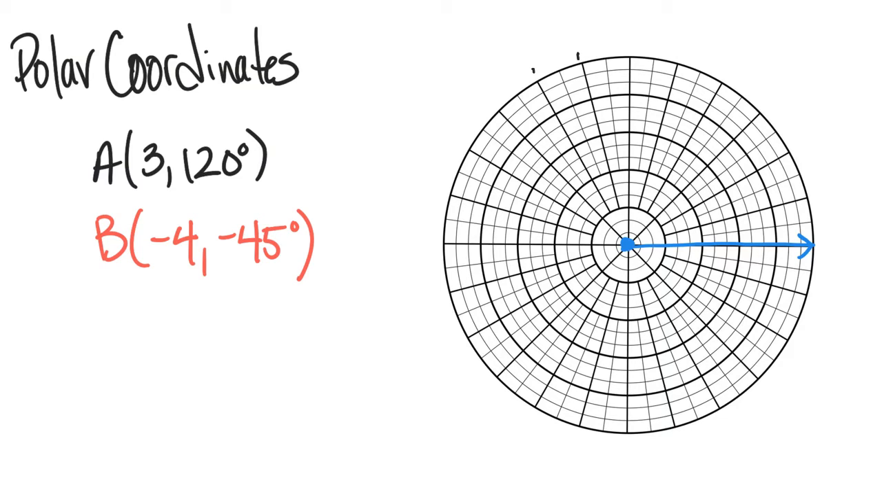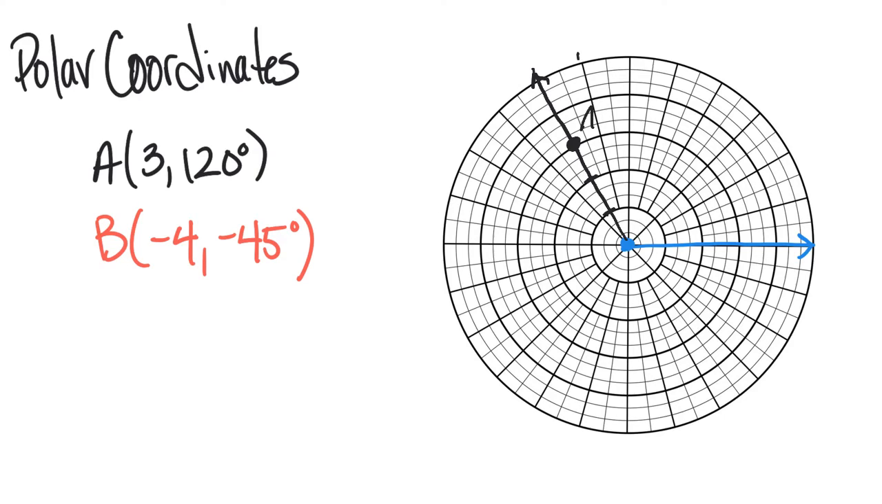So I'm going to go ahead and draw that angle in. This represents the 120 degrees from the positive x-axis, or from the pole. I'm going to go out 3 steps along there. There's 1, here's 2, and here's our third one. So this would be point A on the plane.